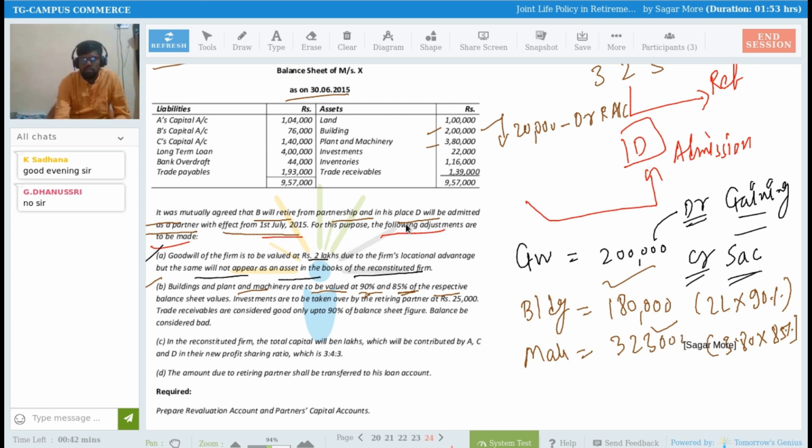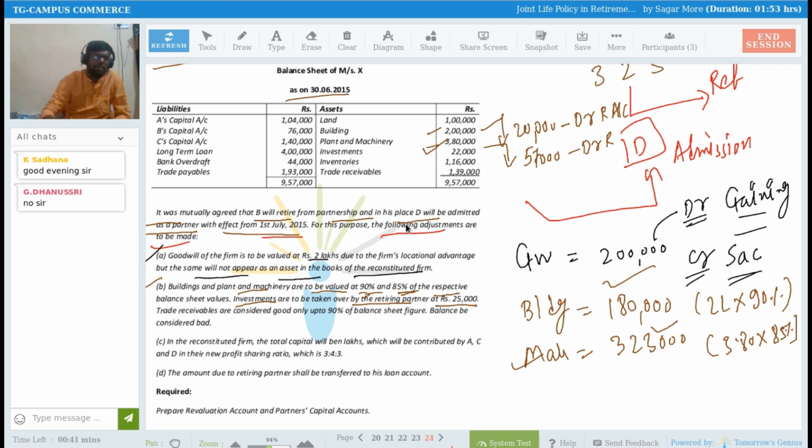3,23,000 is the answer. So new value of machinery is 3,23,000. What was the old value? 3,80,000. It means again value of machinery decreased by how much? 380 minus 323, 57,000. 57,000 rupees value of machinery decreased. It's a loss. Revaluation account debit side. You have to write down. Simple.